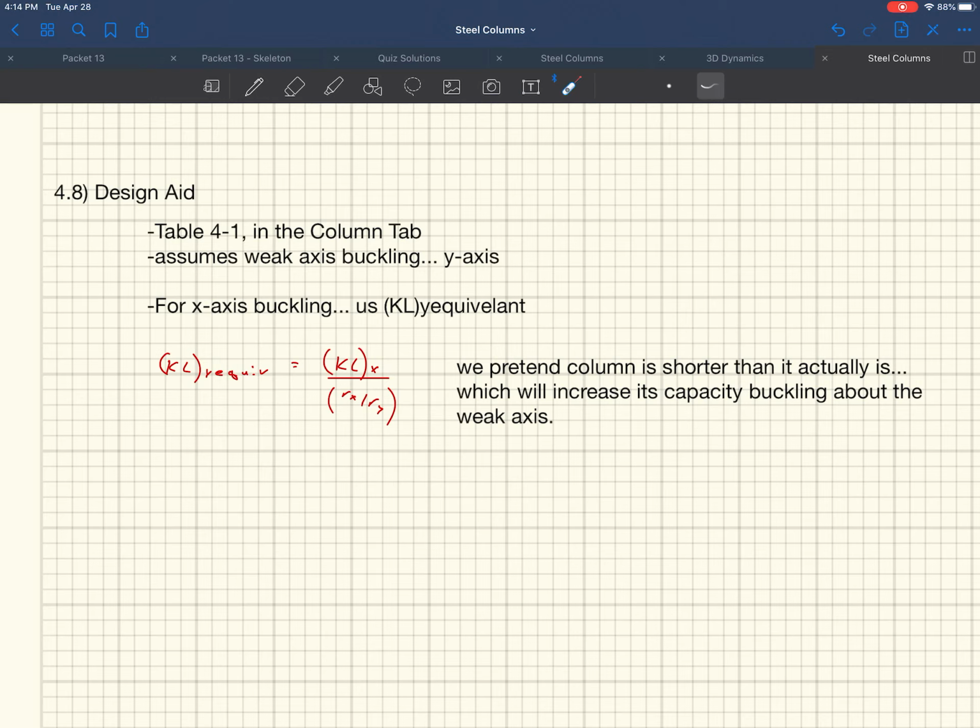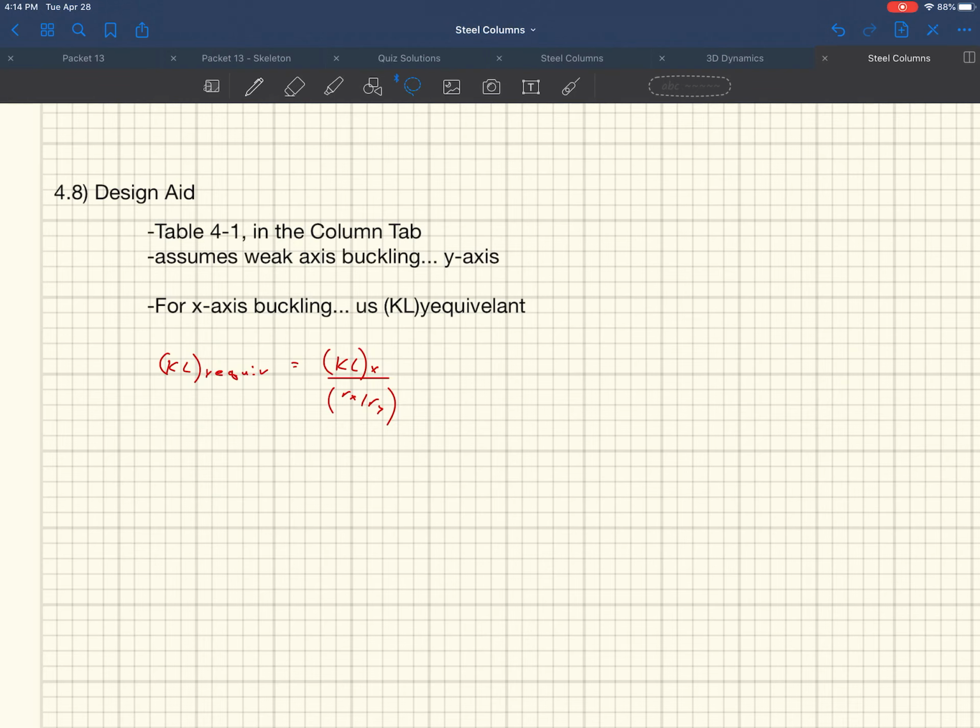All you need to know right now is that we're taking this bigger number and pretending that it's shorter, so that when we look at the capacity on the weak axis bending, it's going to say it has a higher capacity for that load, because we're trying to use a weak axis bending table to make it work. It's hard to put into words entirely. I need to spend some time with that one.